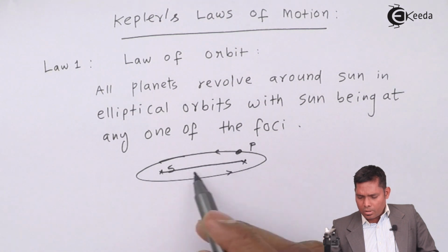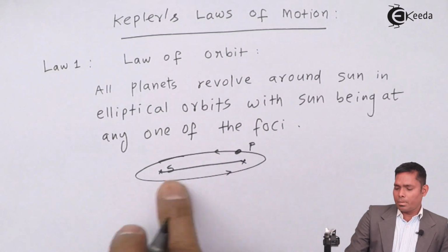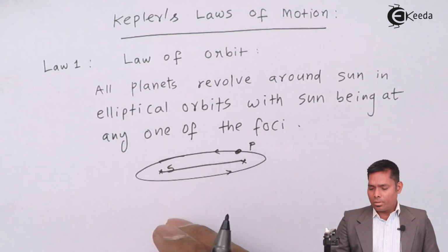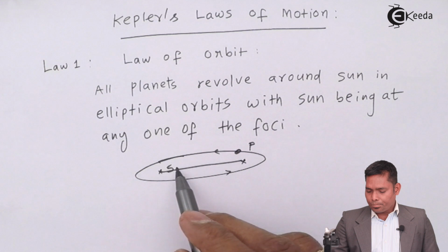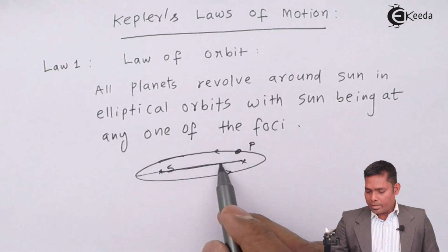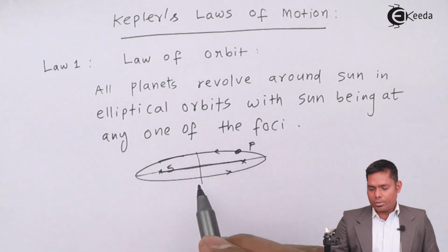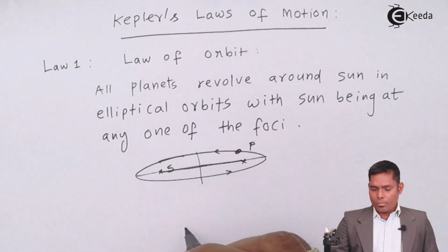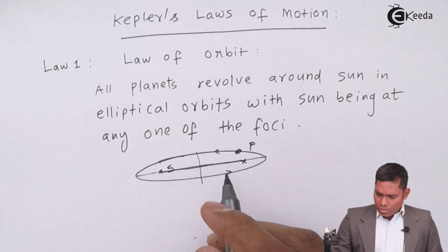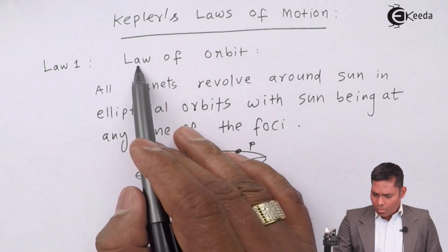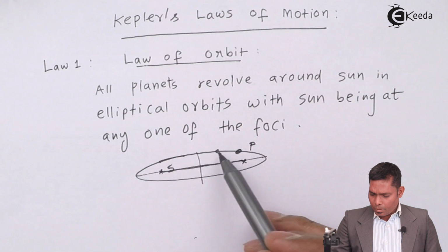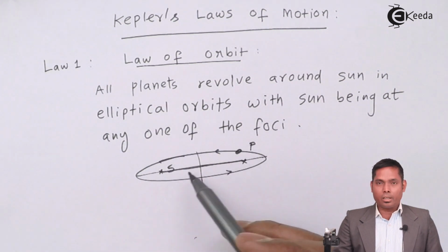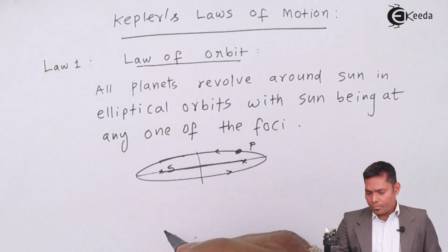This distance is the semi-major axis and this is the semi-minor axis. In an ellipse we have a major axis and a minor axis. This distance is the semi-major axis. So this law of orbit says that planets move in elliptical orbits and the Sun has to be at any one of the foci.